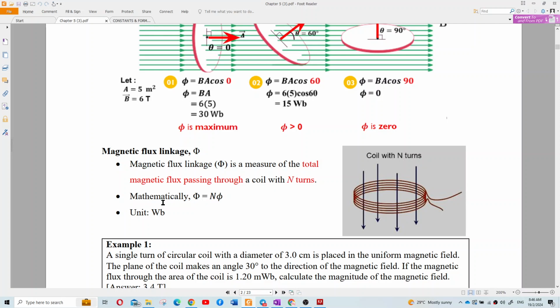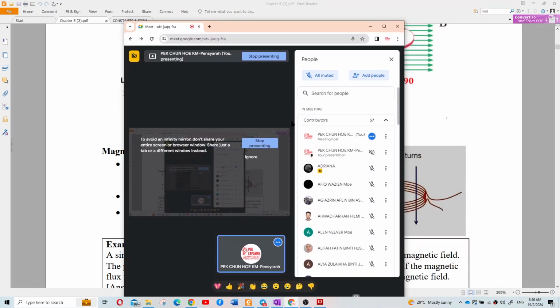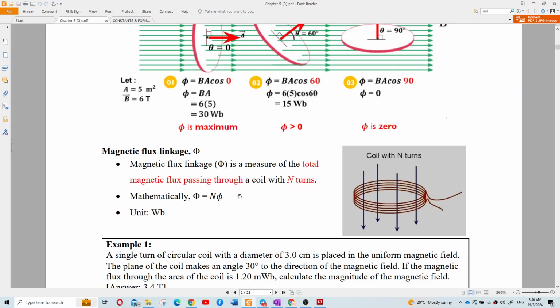So mathematically, it is phi equal to... somebody just came in. You see, somebody just came in. See that? Don't know what it's doing.